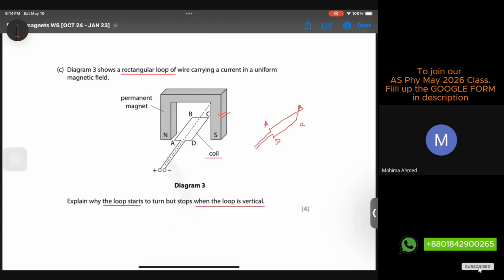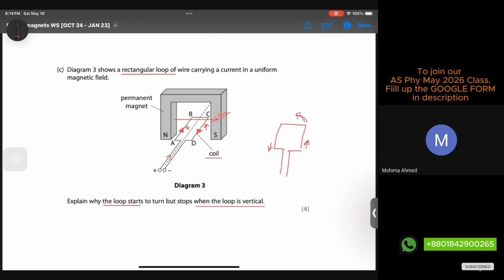If I assume that current is moving in this direction, for AB the current is moving in the upward direction, and for CD the current is moving in the downward direction. The field lines are moving from the north to the south. So for AB we have a downward force, and for CD we have an upward force. The entire coil is now exactly in the horizontal plane. For AB, we get a downward force. For CD, we get an upward force. So the coil will now start to turn in the anti-clockwise direction.